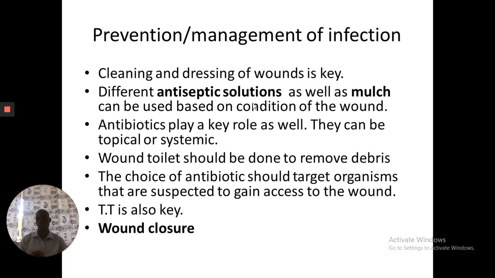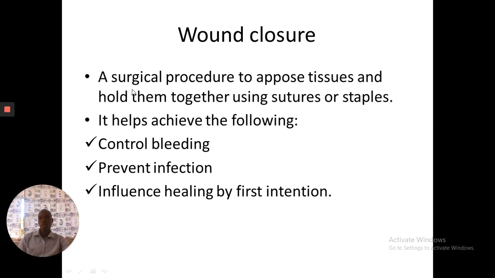And then, of course, there's wound closure, which is a surgical procedure that closes the wound. Instead of just leaving it, you can decide to suture the wound, tie the edges together, and therefore influence it to heal by primary intention. So we'll go a bit into detail in wound closure, and this is a surgical procedure, like I stated, to oppose, bring tissues together and hold them together using sutures or staples. We can control bleeding with wound closure, we can prevent infections with wound closure, and influence the wound to heal by first intention.